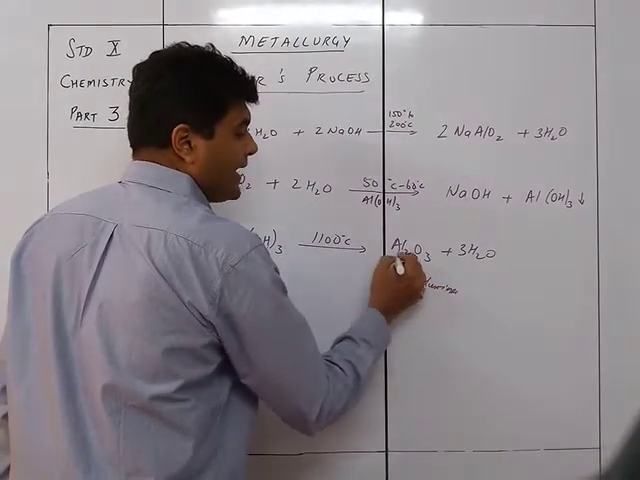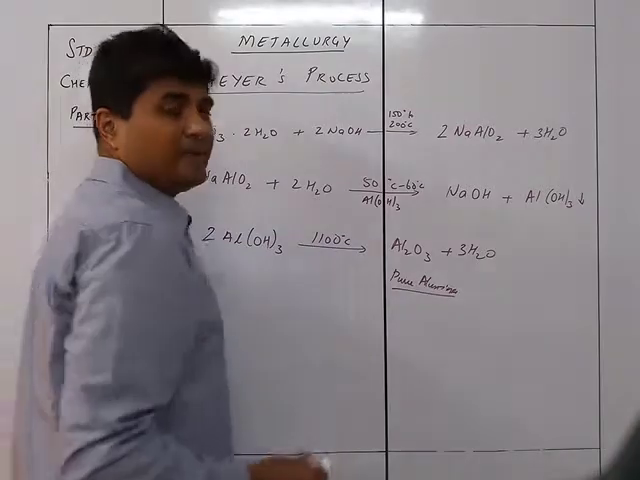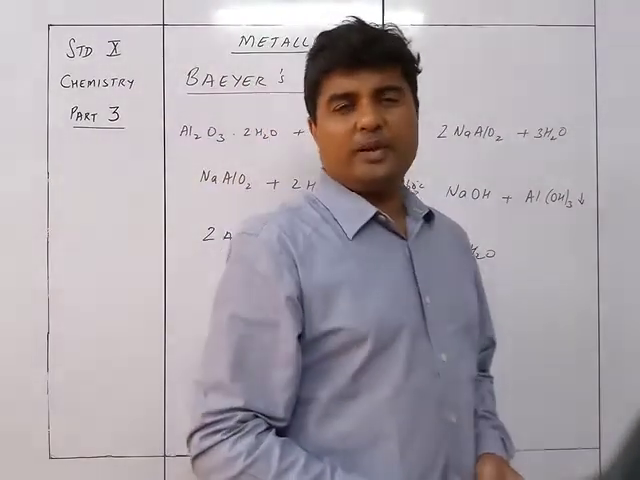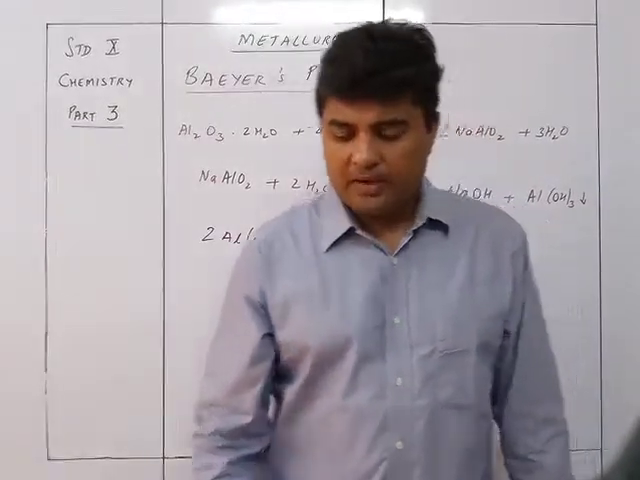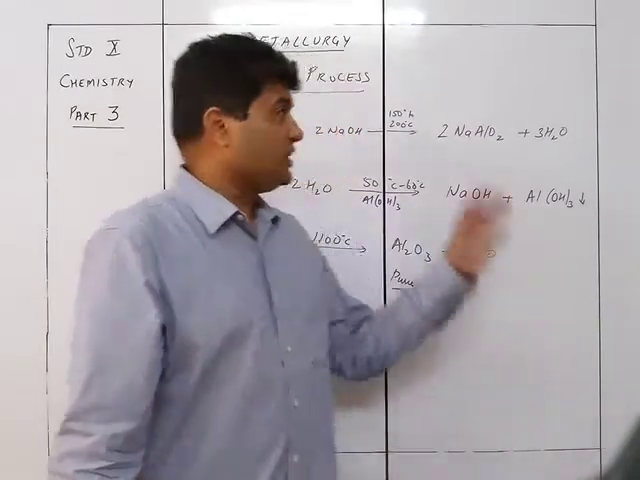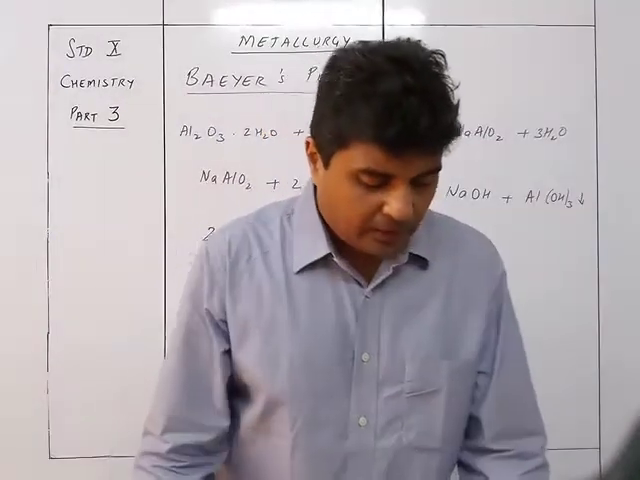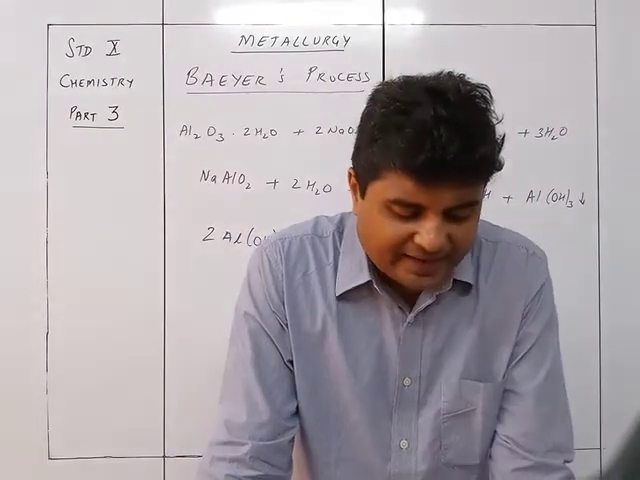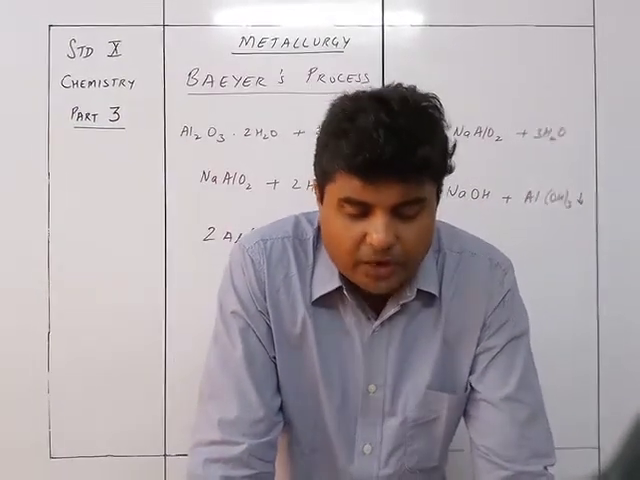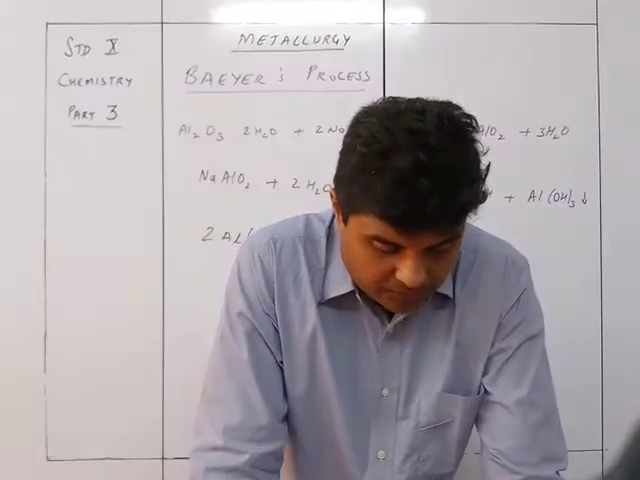So it is only aluminum and oxygen present over here. It is the oxide of aluminum present in the purest form available after the concentration of the ore. So this gives me pure alumina. The precipitated Al(OH)3 is ignited to give pure alumina, Al2O3.